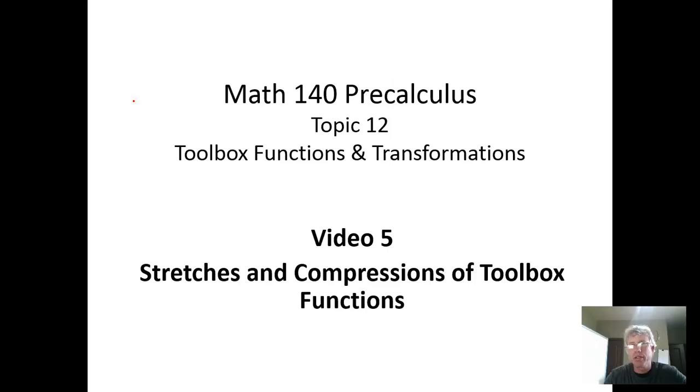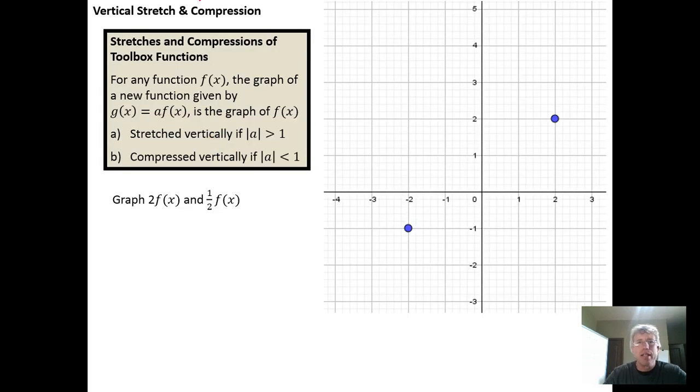So in this video we're going to look at stretches and compressions of toolbox functions. And the basic idea is this: if we start with a toolbox function f of x and we construct a new function g of x by taking f of x and multiplying it by a real number a, then the graph of g of x is either going to be the same graph of f of x except stretched or compressed, depending on whether the absolute value of a is greater than or less than 1.